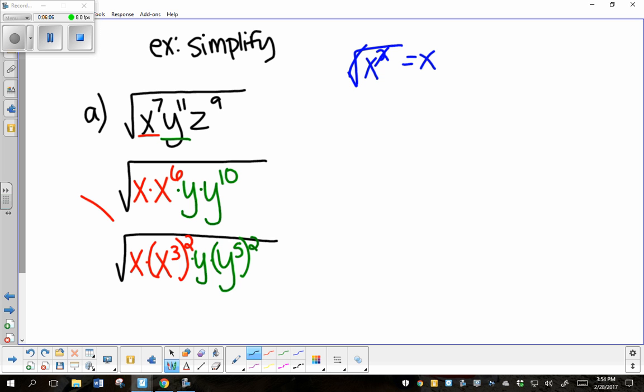And then z to the 9 is similar. Let's do that one in blue. I can write z to the 9 as actually z times z to the 8, because 1 plus 8 is z to the 9. And then I can break that up as z times z to the 4th squared.